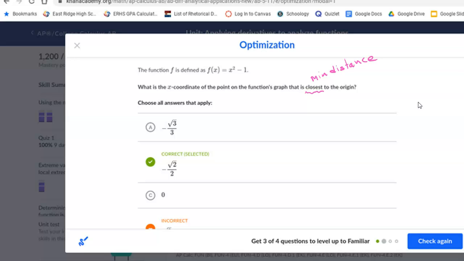Closest distance would be closest between 2 points. So that would be x and y values, but we can make the equation be just x values. Oh yeah, I see Ellie put that there too. So we're going to set it up that way, correct.